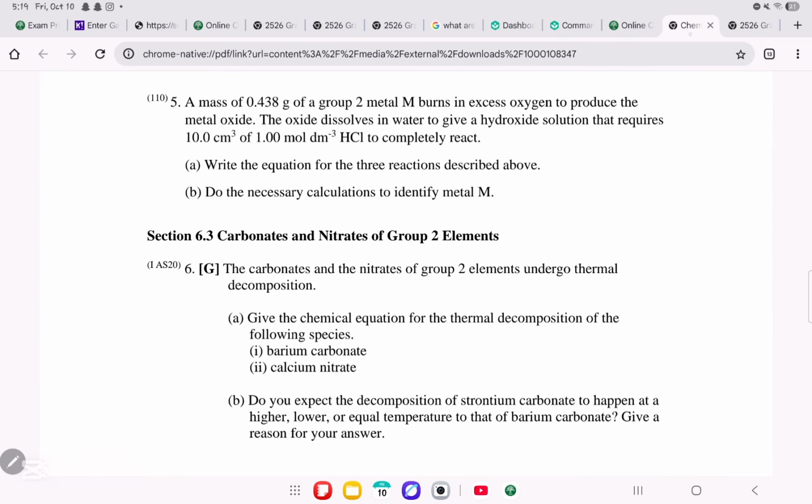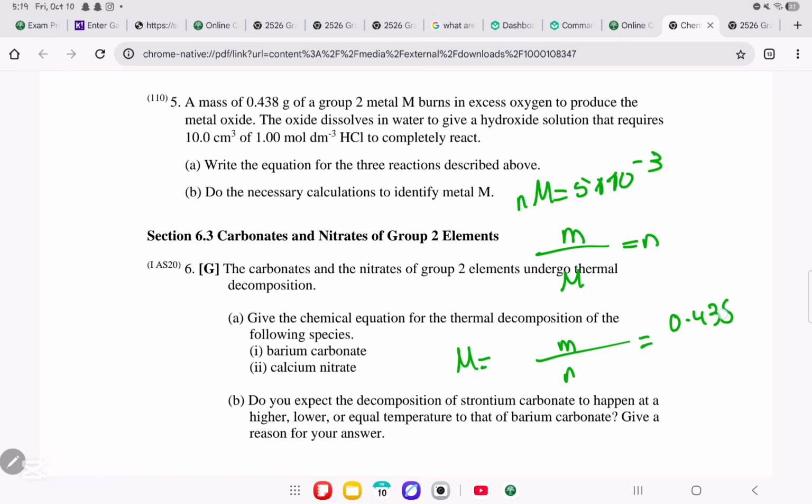Now what did we find? We found the number of moles of the metal, 5 times 10 to the power of minus 3. We have the mass. We need to find the molar mass. So that means molar mass is equal to the mass over number of moles. So it's going to be 0.438 divided by 5 times 10 to the power of minus 3, which is 87.6 grams per mole. And if you look in the periodic table, that's going to be what? That's going to be strontium. So our metal is strontium.